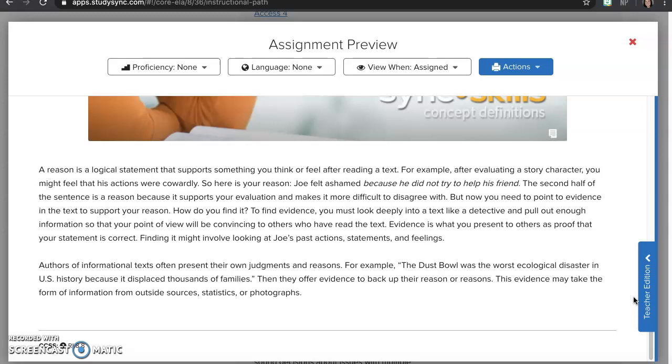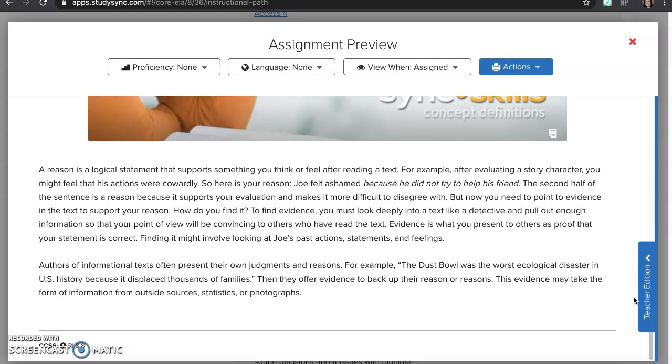How do you find it? To find evidence, you look deeply into the text like a detective and pull out enough information so that your point of view will be convincing to others who have read the text. Evidence is what you present to others as proof that your statement is correct. Finding it might involve looking at Joe's past actions, statements, and feelings.